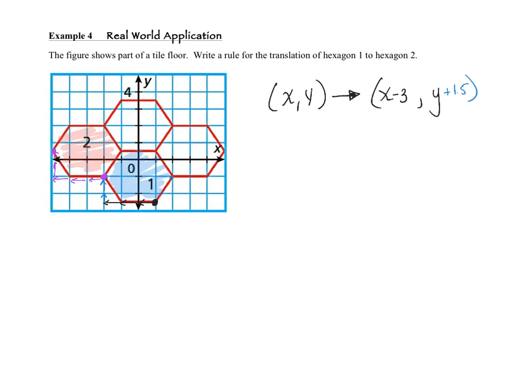So if I do this point mapping to this point, it takes me a second to see what I'm looking at here. So those are the same points on each shape. They correspond with each other. So 1, 2, 3 to the left, and up 1.5. So that is correct. X minus 3, comma, y plus 1.5, or y plus 3 over 2.